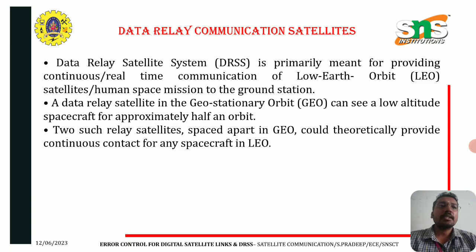Data relay communication systems, that is DRSS. It is primarily meant for providing continuous or real-time communication of low Earth orbit satellites and human space missions to the ground station. A data relay satellite in the geostationary orbit can see a low altitude spacecraft for approximately half an orbit. So two such relay satellites spaced apart in GEO could theoretically provide continuous contact for any spacecraft in LEO.